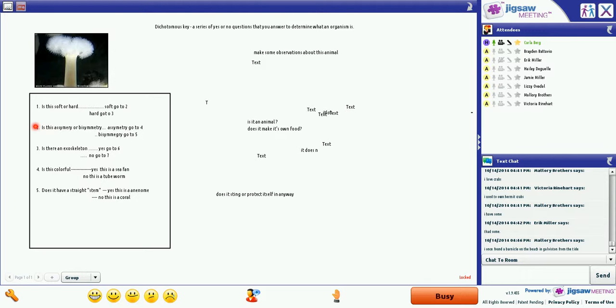Bisymmetry means it can be divided into 2 equal halves. Asymmetry means it cannot be divided into 2 equal halves. So which is the better fit, asymmetry or bisymmetry?